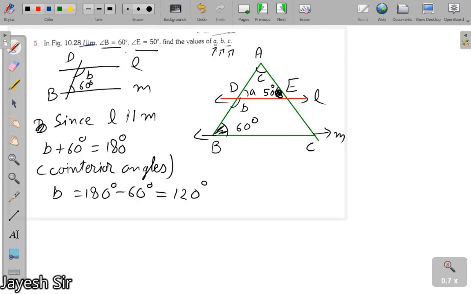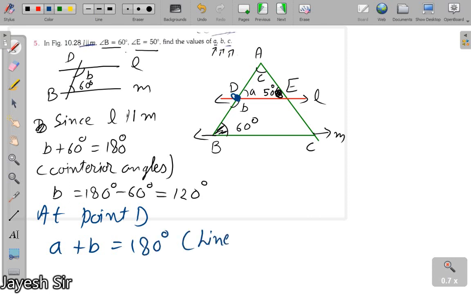Next, let us talk about point D. What is happening at point D? A plus B is equal to 180 degree. Why? Linear pair. The sum of angles on the same side of a line is equal to 180 degree. So we already know B is 120 degree.